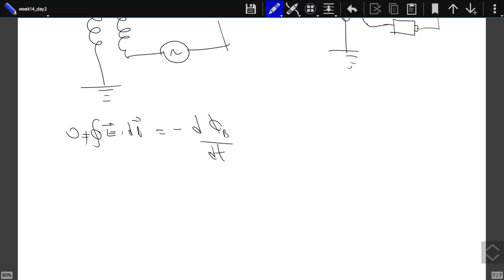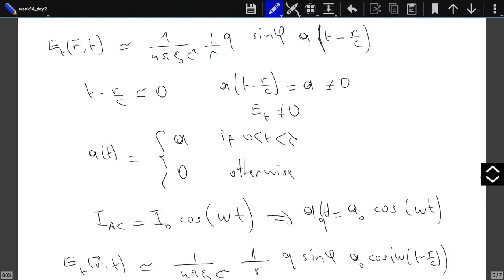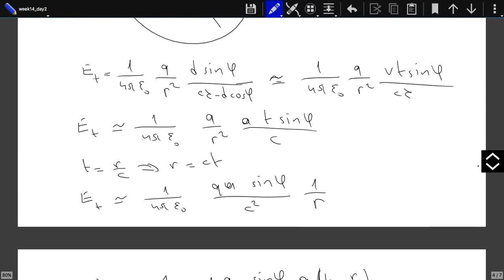Accelerating a charge creates an electromagnetic wave. So in every direction, for example, I have a charge, and it is accelerating. In which direction? All directions.